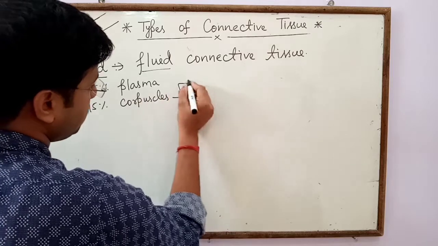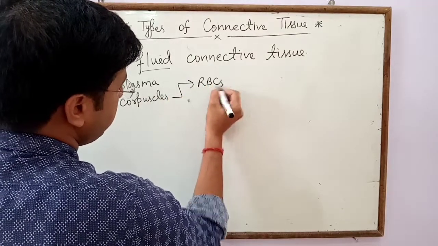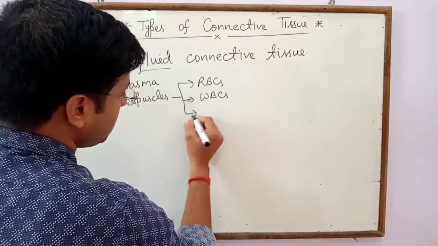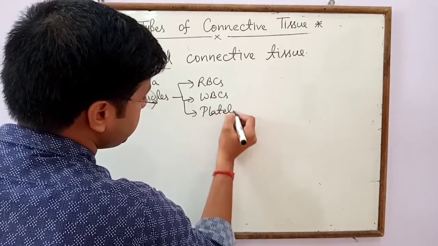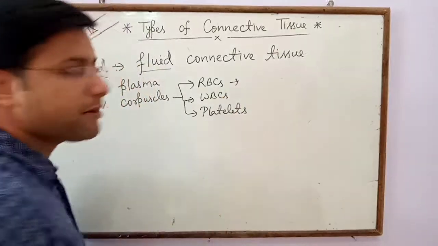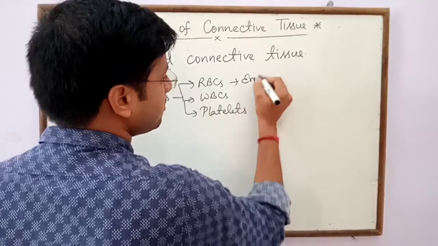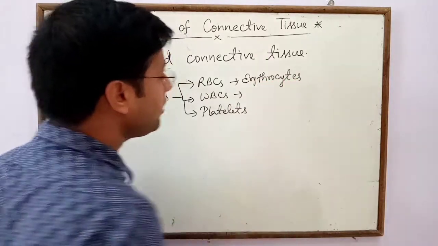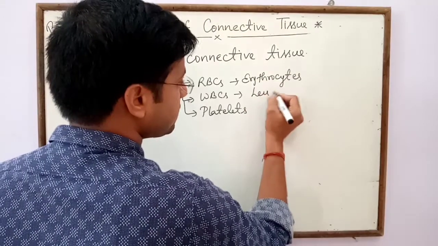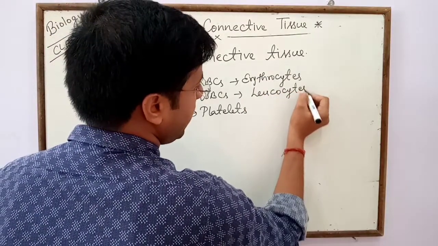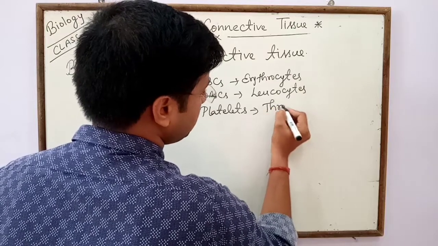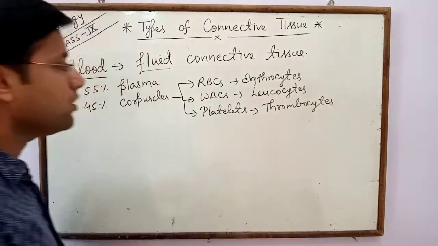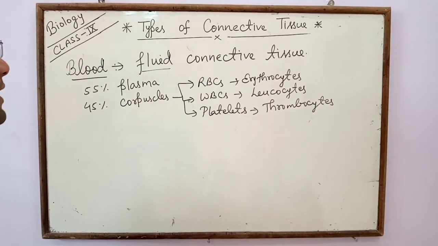The blood corpuscles are RBCs, red blood corpuscles; WBCs, white blood corpuscles; and platelets. The second name of RBCs is erythrocytes, the second name of WBCs is leukocytes, and platelets are called thrombocytes. So these are the other names of RBCs, WBCs and platelets.